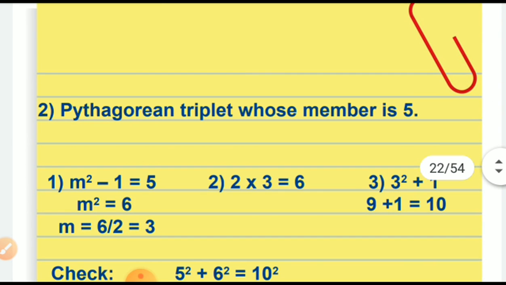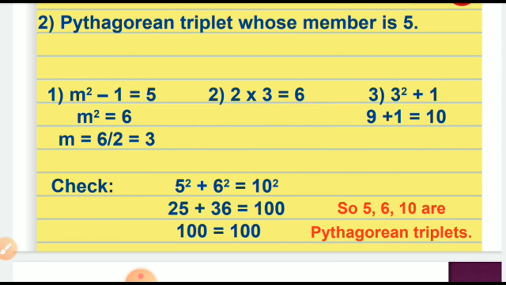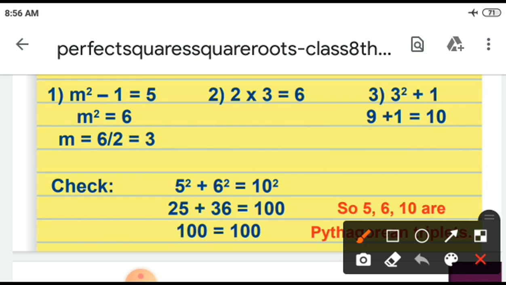Correct. Now a Pythagoras triplet whose member is 5. Here they ask us 5. So m square minus 1 is equal to 5. Let's check. m square is equal to 6. Why is m square equal to 6, students? Because this 1 is moved to this side. It's a negative number, so this side will go with the plus.